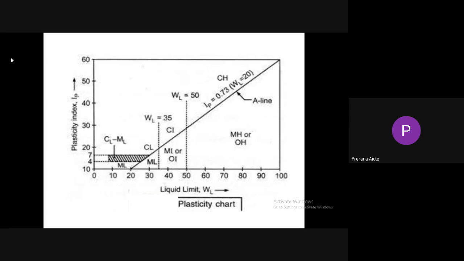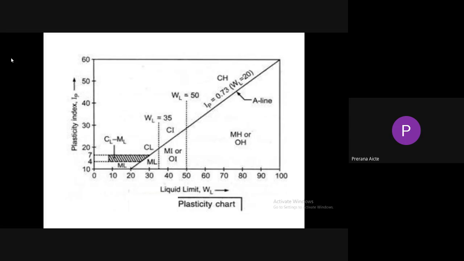Okay, so next, depending upon the liquid limit. If the liquid limit is less than 35, low compressible. If the liquid limit is 35 to 50, intermediate compressible. If the liquid limit is greater than 50, it is called highly compressible. H for highly compressible, I for intermediate compressible, L for low compressible.